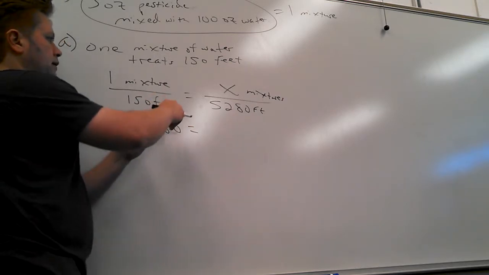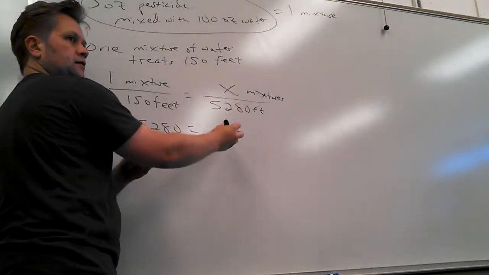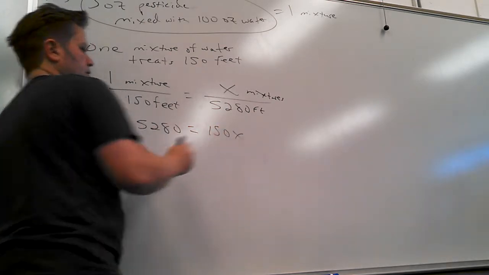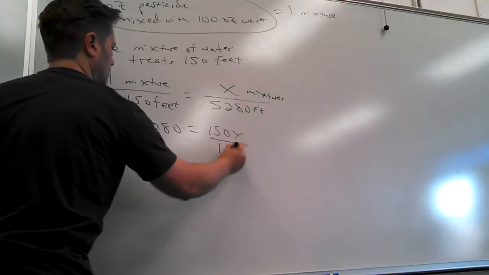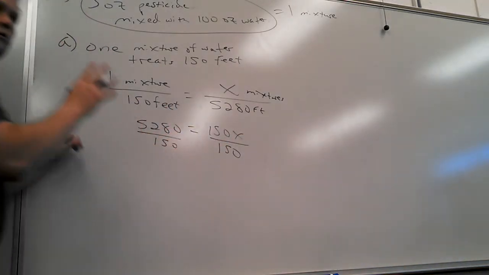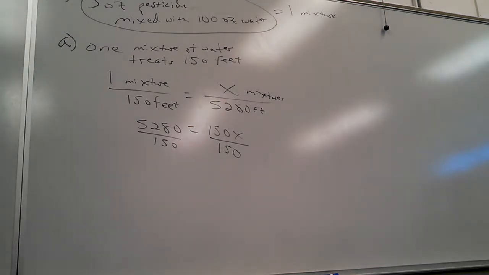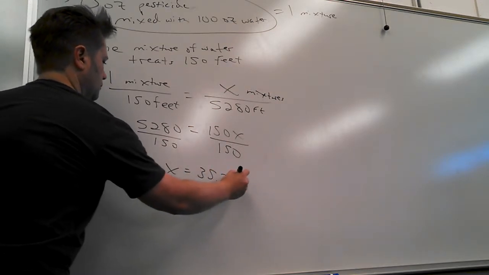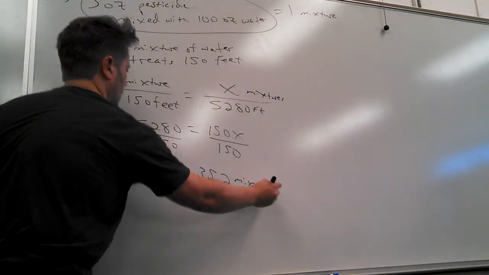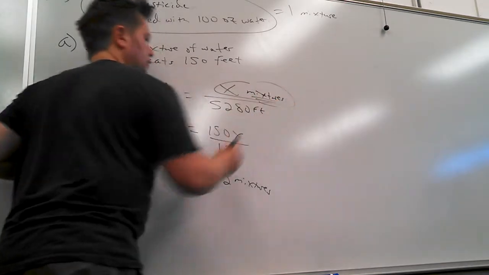So I did my half. Now the other one's not that bad. 150 times x is 150x. Now how do you get x by itself? Divide by 150. Are you guys with me still? Oh, sorry. So x equals 35.2. 35.2 mixtures, right? Perfect. Because that's mixtures, is what the units are so far.